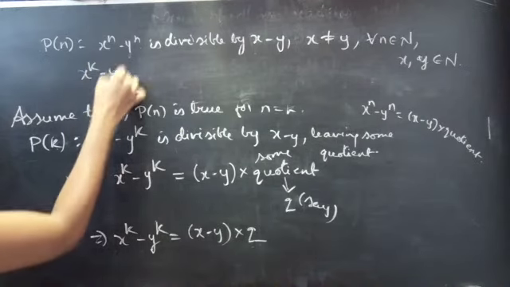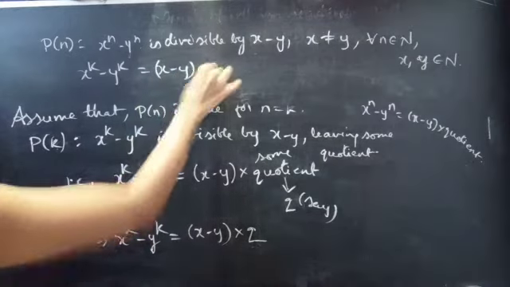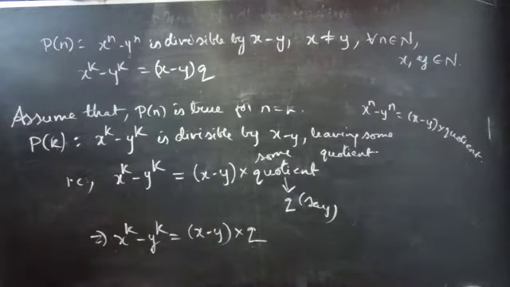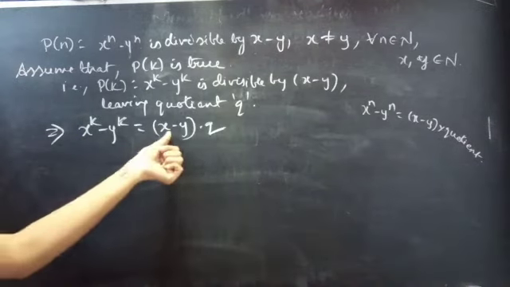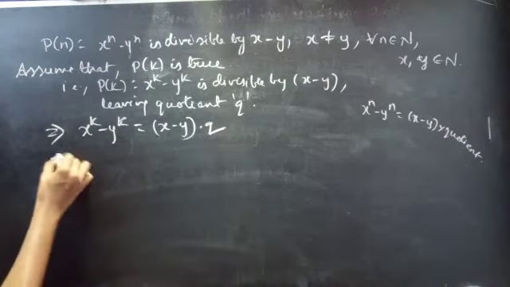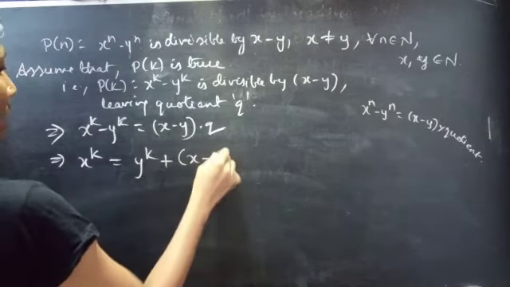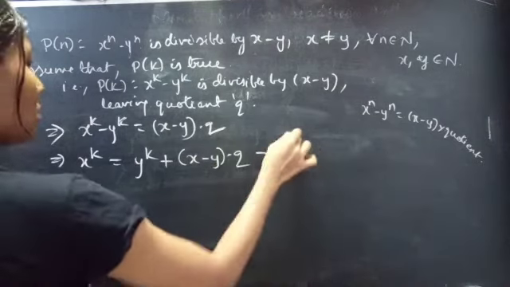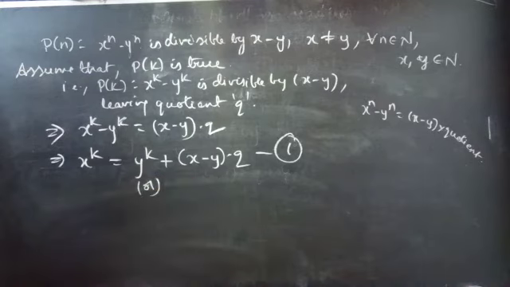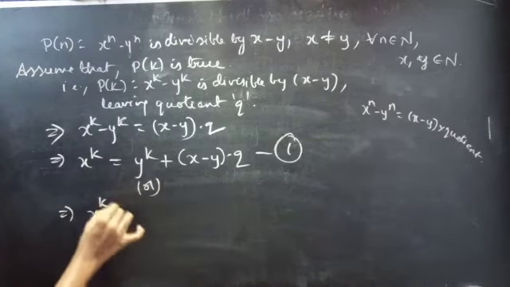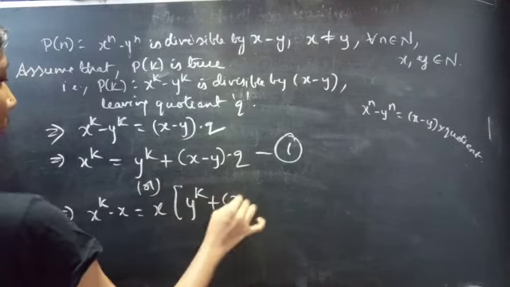X power k minus y power k equals x minus y into q. So from this assumption we got x power k minus y power k equals x minus y into q. Again from this we'll get x power k equals y power k plus x minus y into q, considered as equation 1. Or if you multiply both sides of this equation with x, you will get x power k into x equals x times the RHS part.